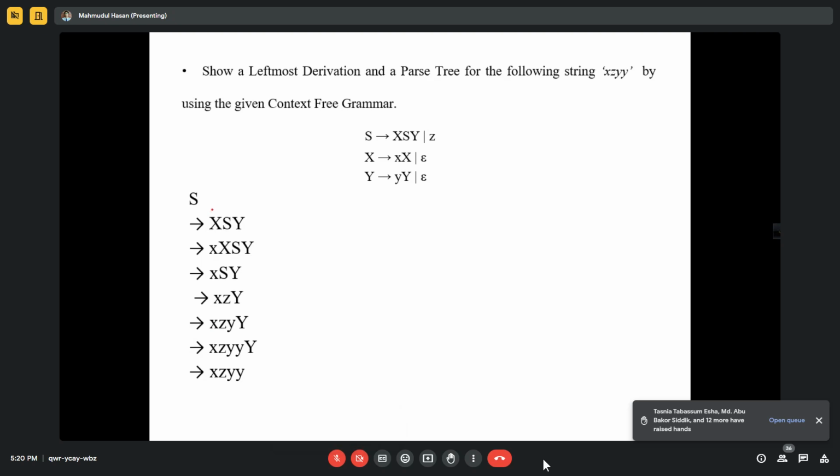Just exact time. Okay. So at first, this is the parse tree. So S to X S Y. Then what should I do actually?